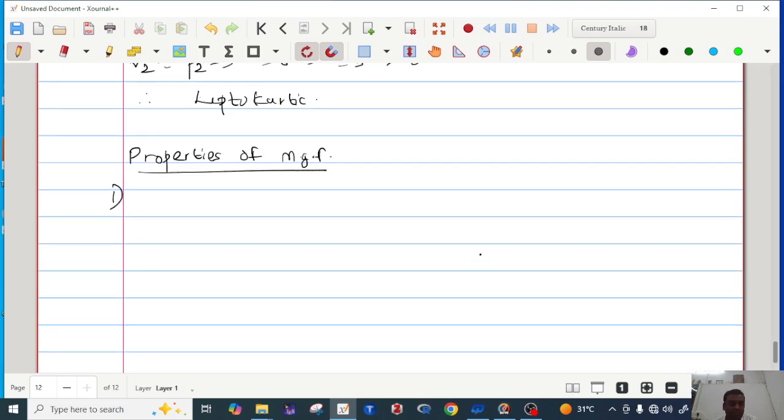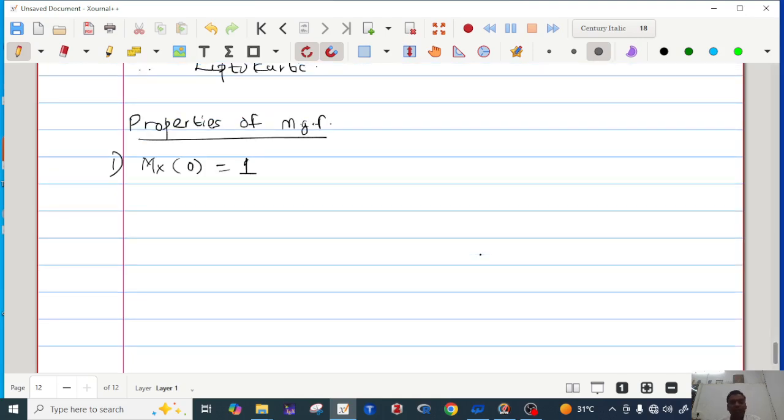Very first and important property is MX of 0. Whenever it is asked to check whether the given function MX of t is an MGF or not, we use this property. Just put the value t equal to 0 in the given MGF and solve this. If you get MX of 0 equal to 1, you can interpret that the given MX of t is an MGF.